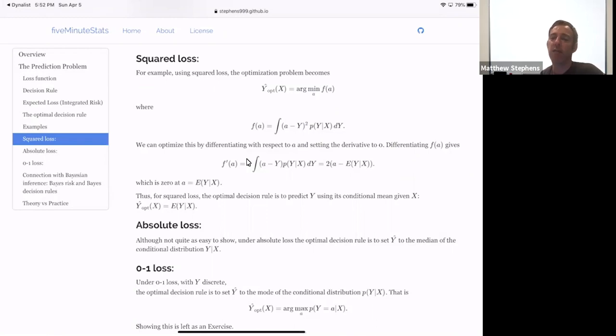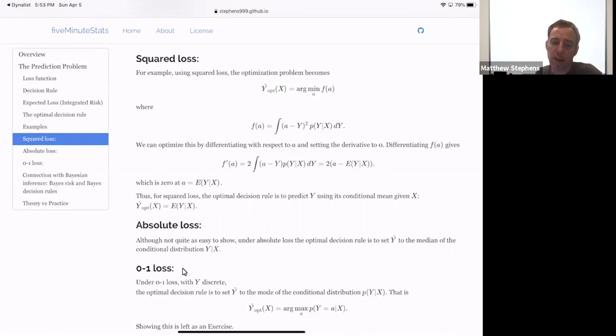If I think the absolute error captures my utility, my loss, better, then I should use a posterior median. If I think the squared loss captures my utility better, I should use the posterior mean. Of course, the squared loss tends to penalize big errors more than the absolute loss.